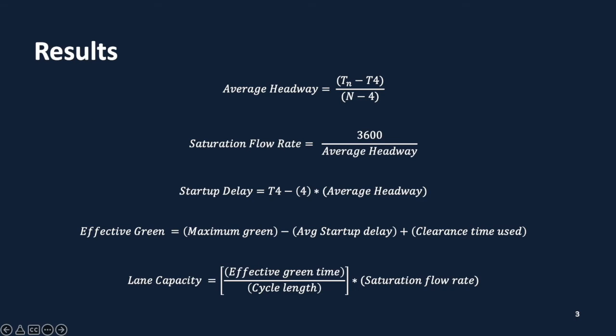After obtaining our field data, we were able to calculate the average headway, which is seconds per vehicle, saturation flow rate, which is vehicles per hour of green, startup delay, which is in seconds, the effective green time, which is in seconds, and lastly, the lane capacity, which is in vehicles per hour.